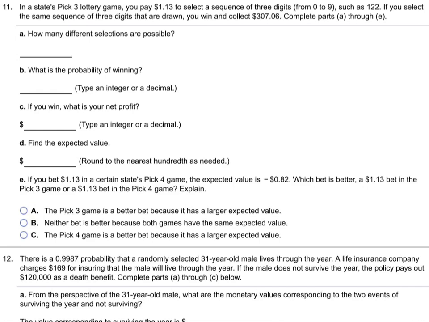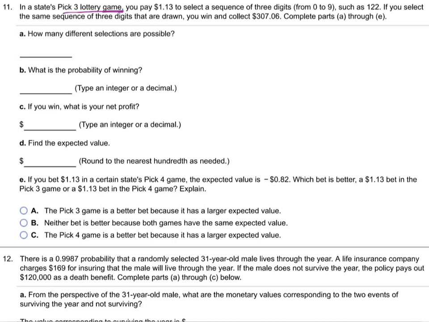All right, State's Pick 3 lottery. Here we go. Let's talk about playing the lottery. In the State's Pick 3 lottery game, you pay $1.13 to select a sequence of 3 digits. They're just making up some game. From 0 to 9. Such as 1, 2, 2. If you select the same sequence of 3 digits that are drawn, you win and collect $307.06. So they're just making up some kind of random game. Complete parts A through E.